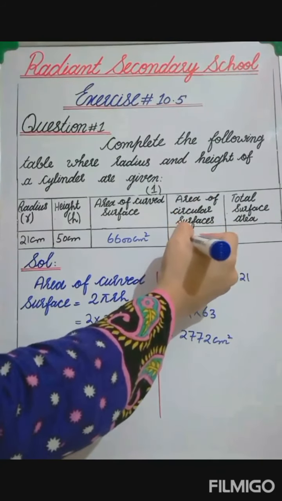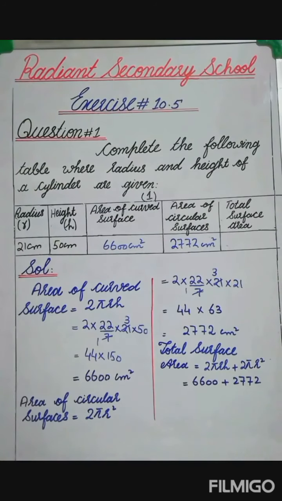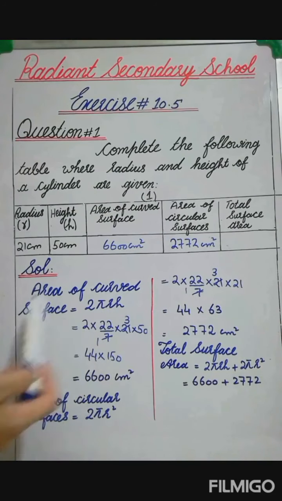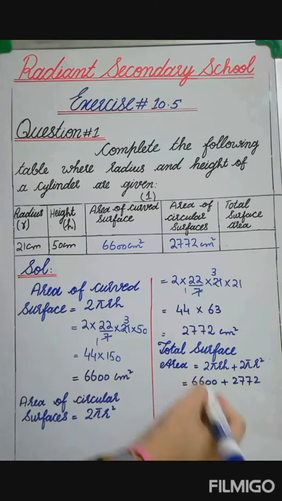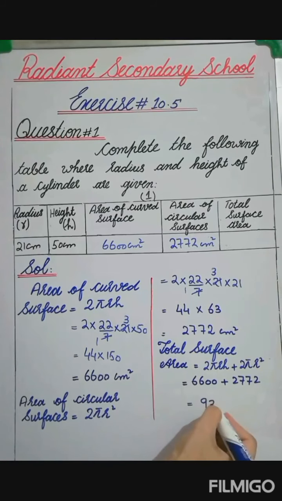Now we have to find out total surface area of cylinder. So we will add area of curved surface and area of circular surfaces. Then we get the total surface area of cylinder. Now 6600 plus 2772, then we get the answer 9372 centimeter. So the total surface area of cylinder is 9372 centimeter square.